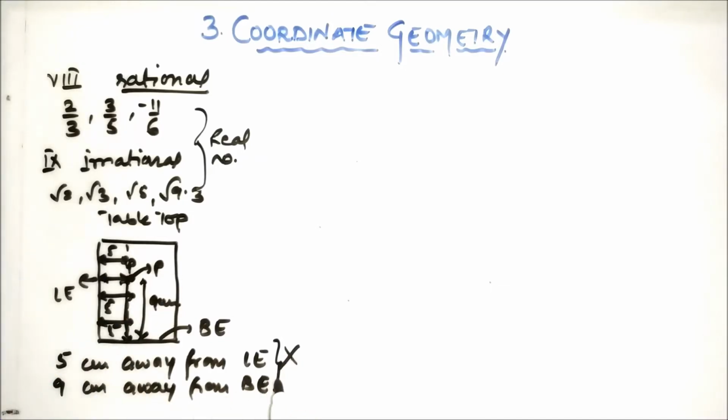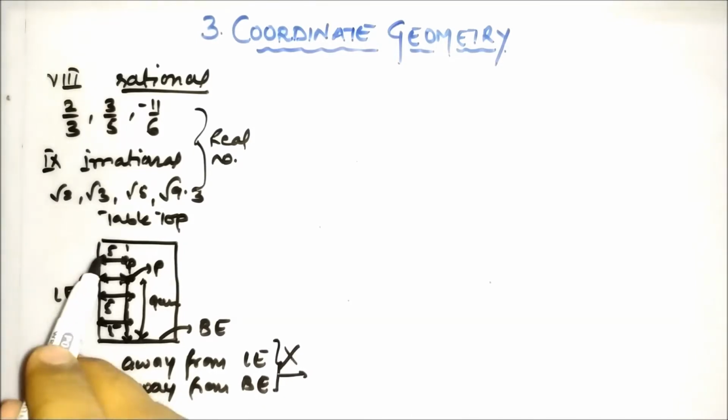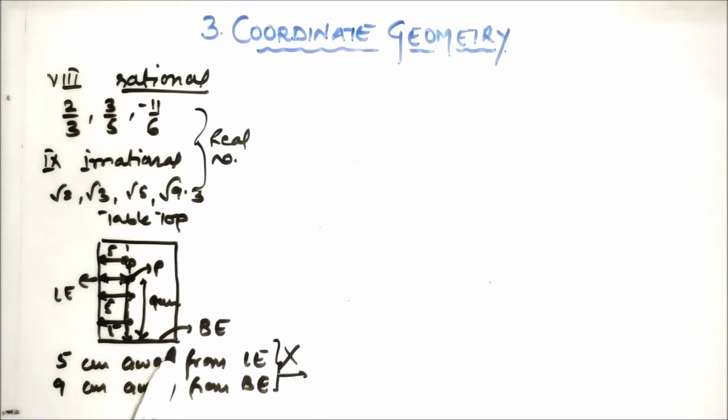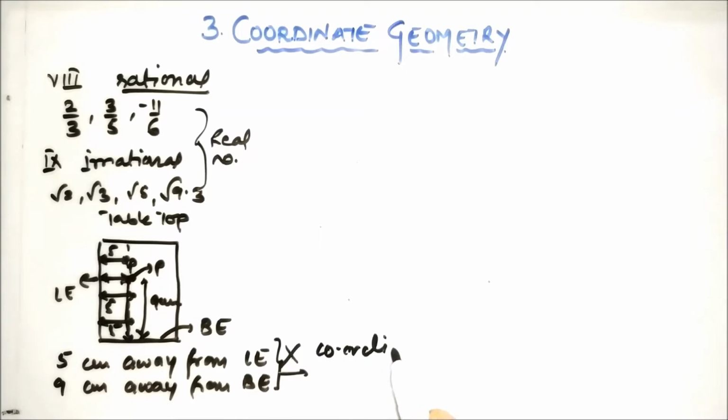Okay, so this idea that sometimes it is necessary to give the information or the distance from two reference lines, one is the left edge and one is the bottom edge in this example, this idea gave rise to a new branch of mathematics, that is coordinate geometry.